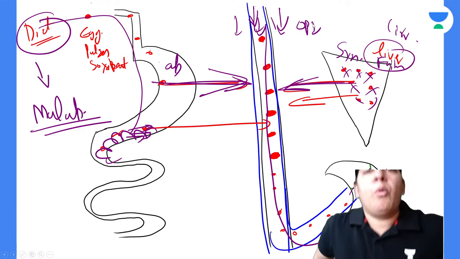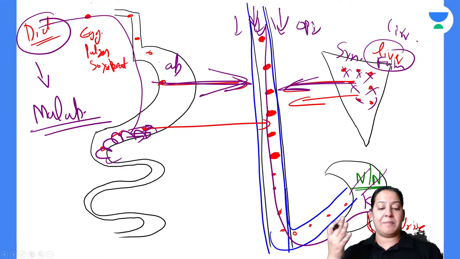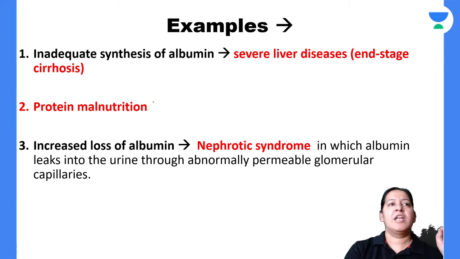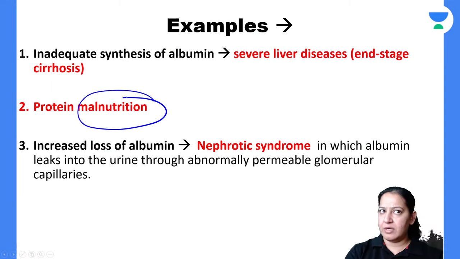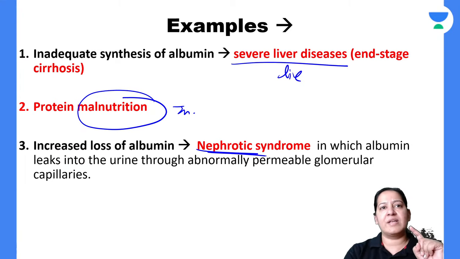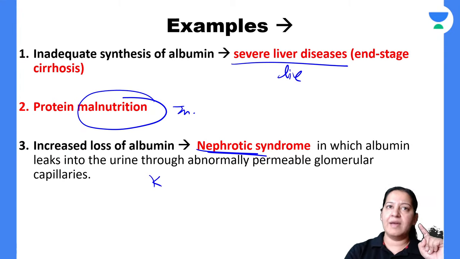Have you got it? What are the three reasons of decreased oncotic pressure that will lead to edema? Who will tell me? The three reasons. Number one, malnutrition or malabsorption. Malnutrition, that is, the problem is with the intestine. That is the problem with the absorption. The second, liver failure, that is cirrhosis. The problem here is with the liver. And third, nephritic and nephrotic syndrome of the kidney. The problem here is the kidney.